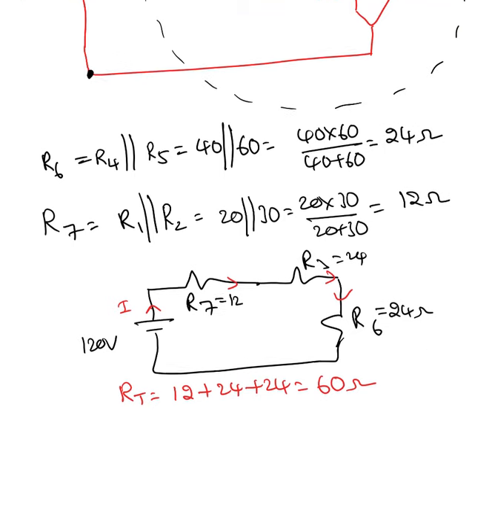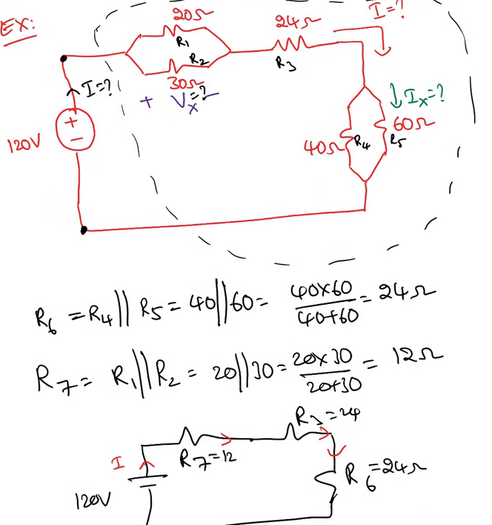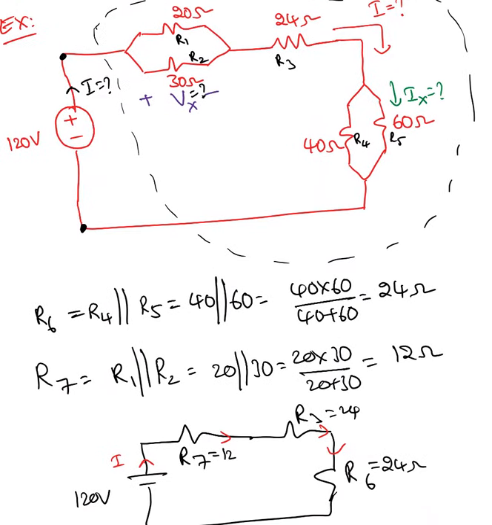Okay, I equal to V over R total. My V is 120 volts, R total is 60 ohms, so I equal to 2 amperes. Okay, but this is not our goal. Our goal is finding Vx and the current passing through 24 ohms, which is I, and Ix.